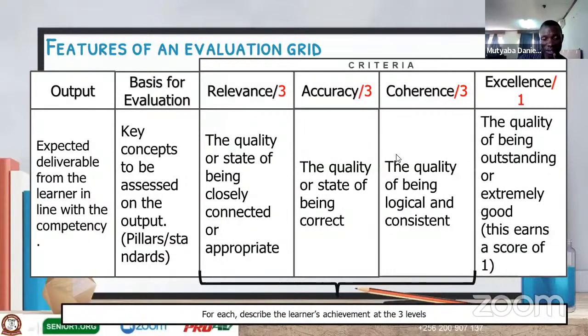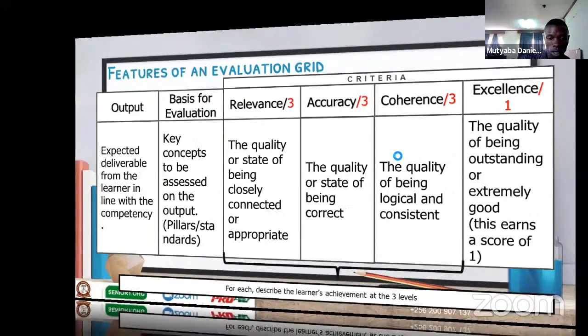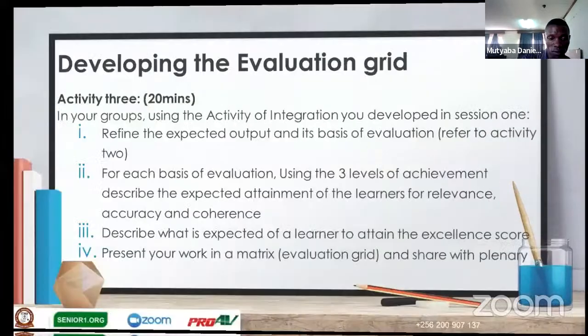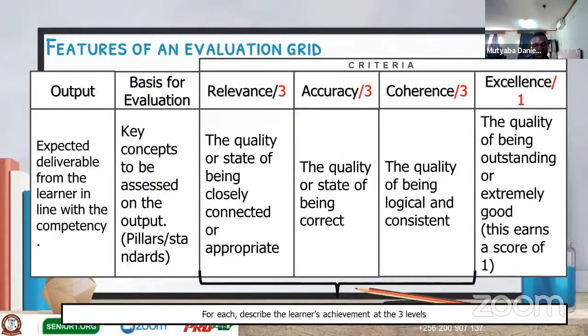Then at the end of the day, for each of the RACE, you should describe the learner's achievement at three levels. What do I mean? The three levels: level 1, basic, moderate, and what?